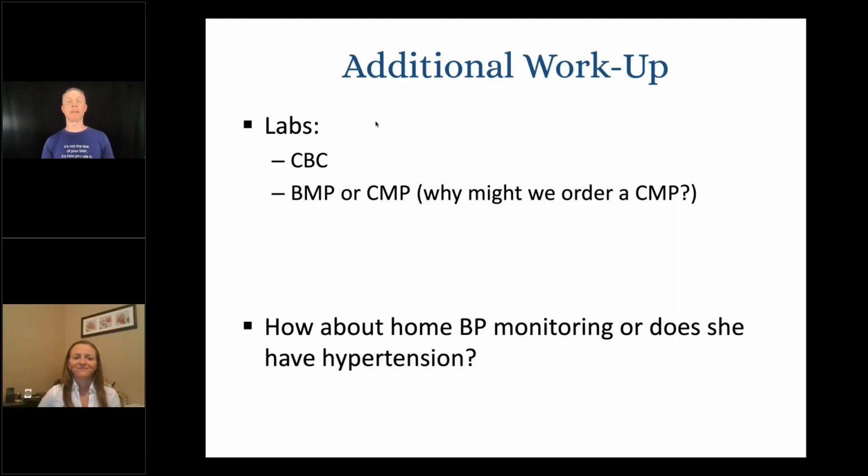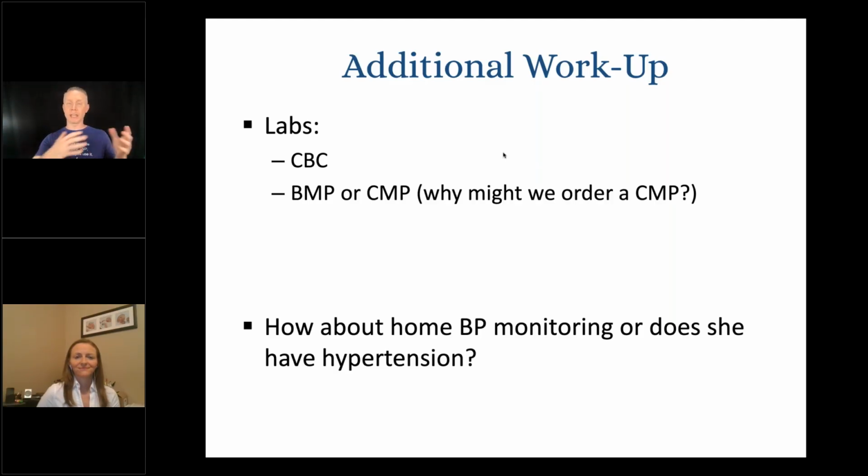And you might be like, well, I don't know. What's the difference between a complete versus a basic metabolic panel? Well, these metabolic panels include sodium, potassium, chloride, BUN, creatinine, glucose, but the CMP also adds in most cases liver enzymes: AST, ALT, T-bili, and alk phos.